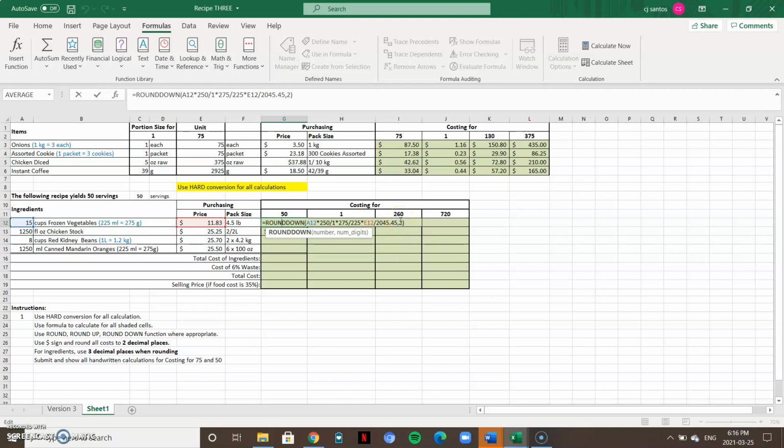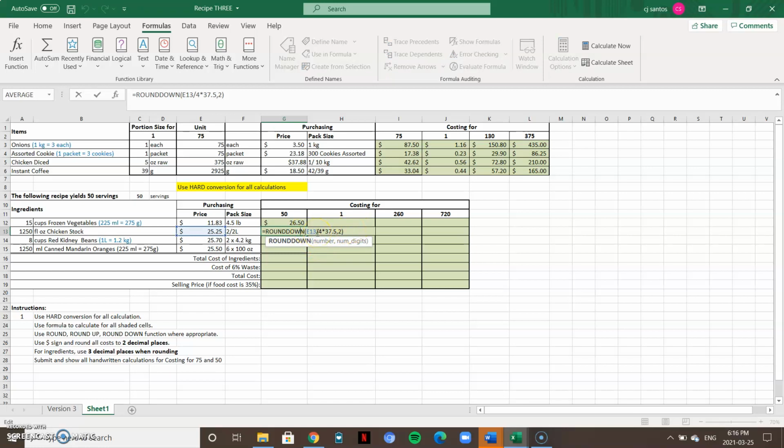But in the calculator, it showed something different, so I put the round down function and put all the equation in one bracket and put a comma 2 at the end. So that would give you $26.50.